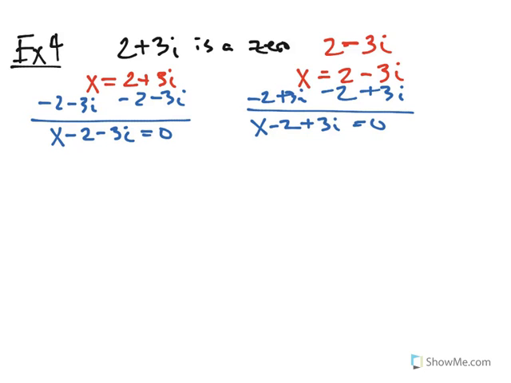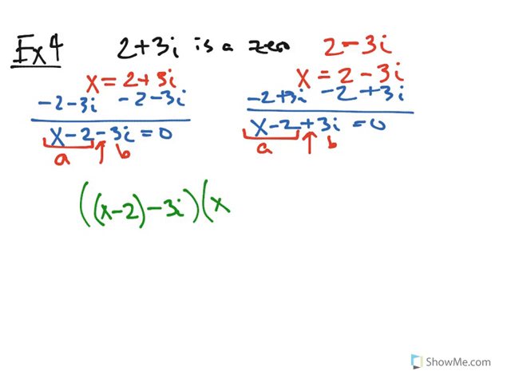The catch is, when I multiply these together, notice both parts have an x minus 2. And we have a minus 3i and a plus 3i. So the trick is to recognize that this right here is your A and there's your B. So when I multiply this out, I end up getting x minus 2 minus 3i times x minus 2 plus 3i. So when I multiply this out, I end up with x minus 2 squared plus 3 squared.